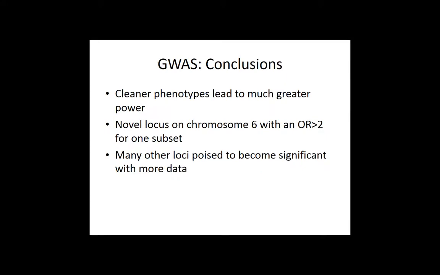So cleaner phenotypes lead to much greater power. We've got this novel locus on chromosome 6 with an odds ratio greater than 2 for one of these subsets. And there's many more loci poised to become significant with more data. Thor is hungry. Thor is the name of Joey's computer. And Thor needs more data.